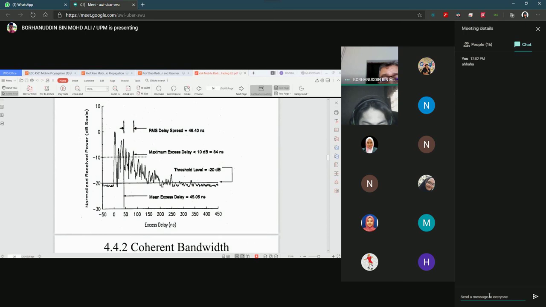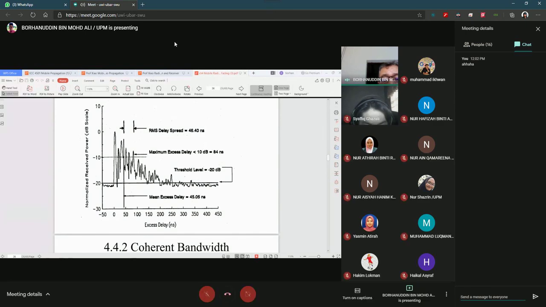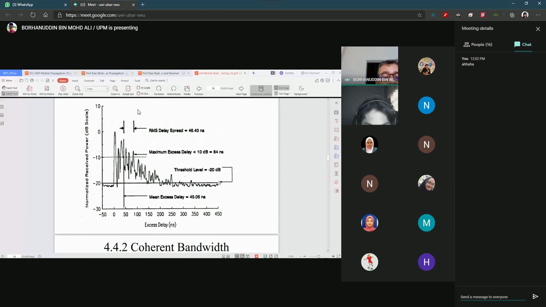So beyond this one, they ignore. They just take this one. Threshold level, they set at minus 20 dB. Maximum excess delay, less than 10 dB. Oh, okay, this is the maximum. The rest, they ignore because they set the threshold here. Okay. Maximum excess delay is 84 nanoseconds.